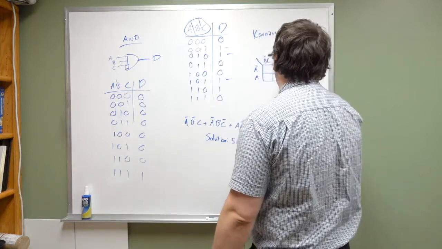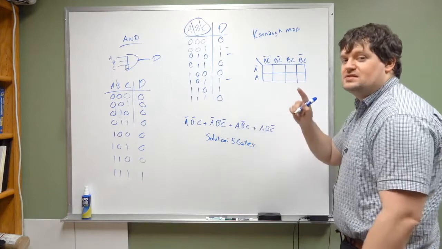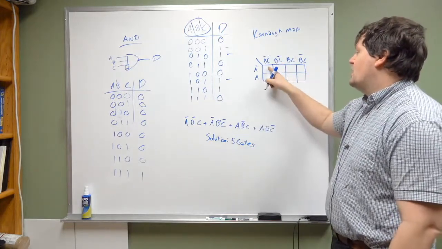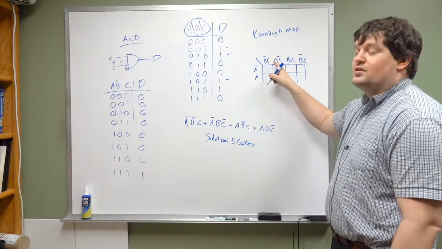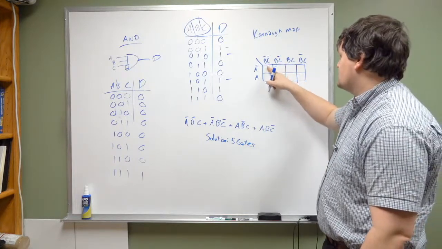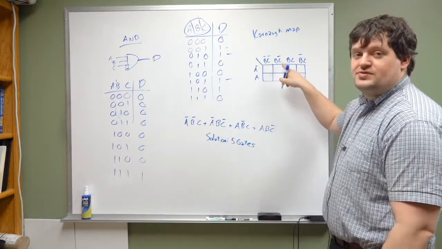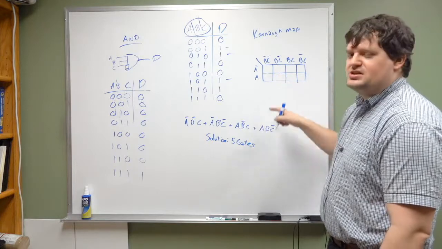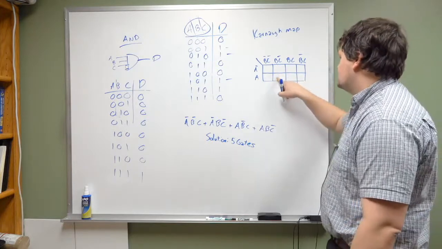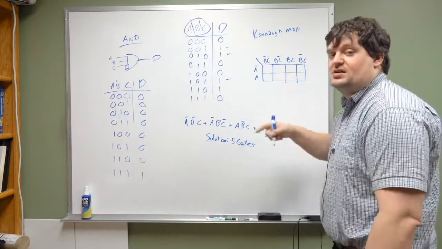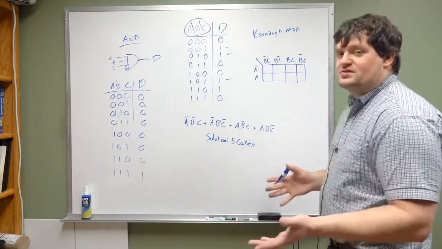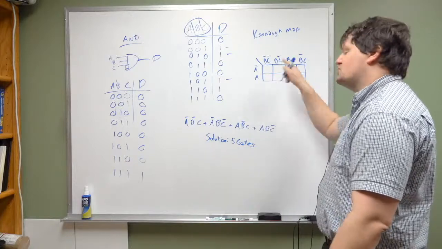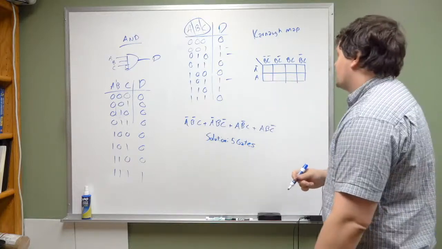Now, this is arranged in this way because it follows gray code patterns. Between these four, every time you jump one, there's only one value that changes. So if I jump from this square to this square, B changes from naught to positive. If I change from this one to this one, A changes from naught to positive. If I change from this one to this one, C changes from naught to positive, and so forth and so forth. Okay? You only have one change occurring between adjacent squares in a Karnaugh map.